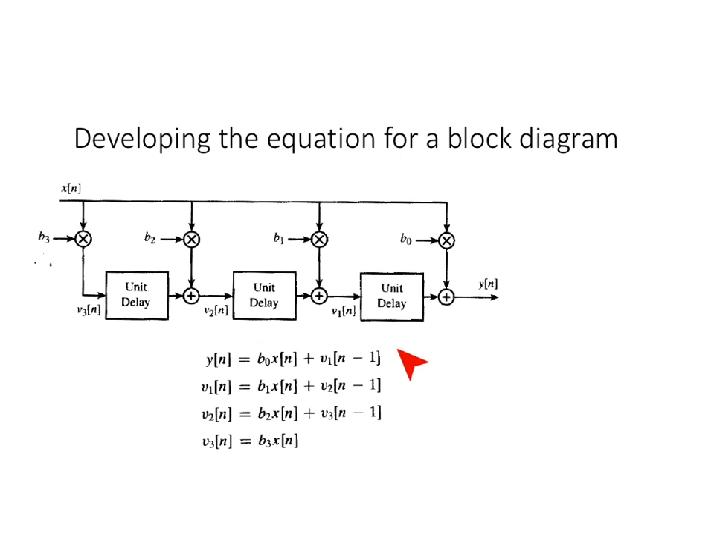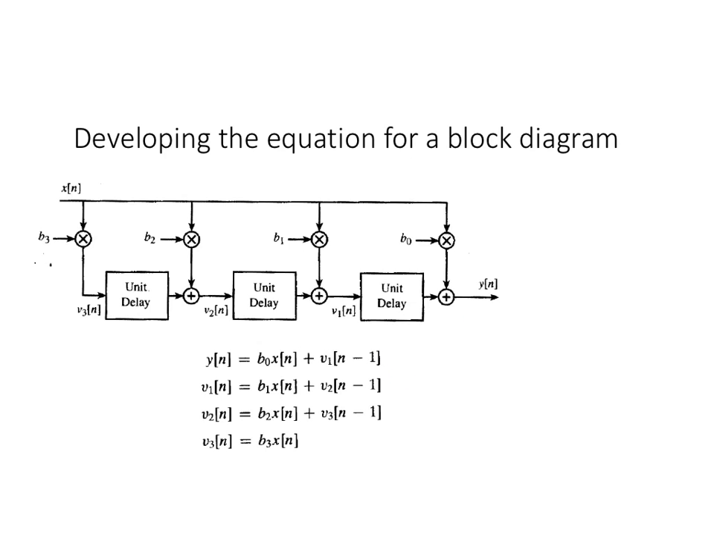This first equation here is an equation for this summation right here, and it says that y is equal to b naught multiplied by x n plus v1, delayed by 1 time sample. So here's v1 delayed by 1 time sample, and notice that x n has come all the way forward here, multiplied by b naught, and added together with the output of this unit delay. So this is the first equation.